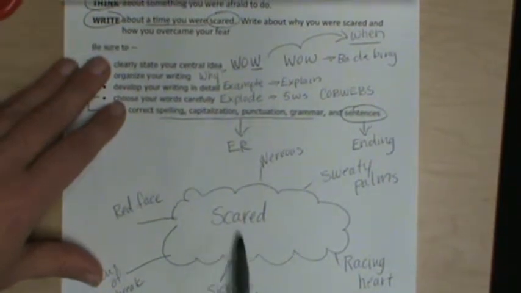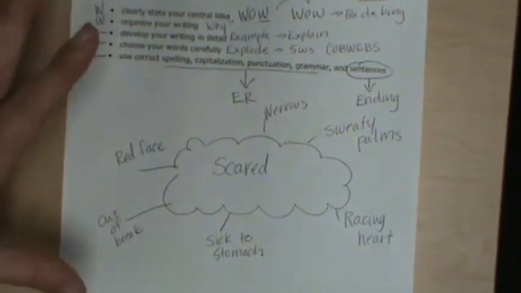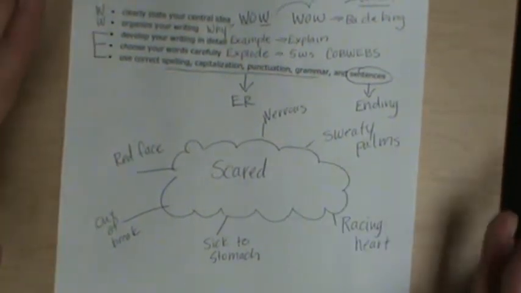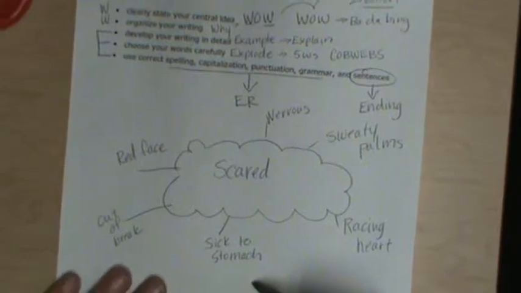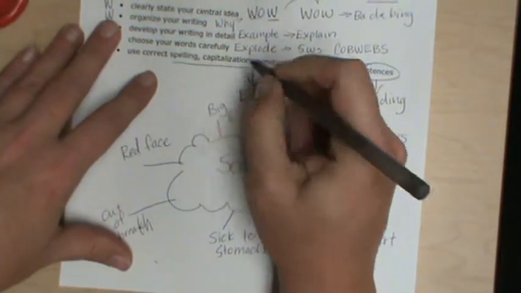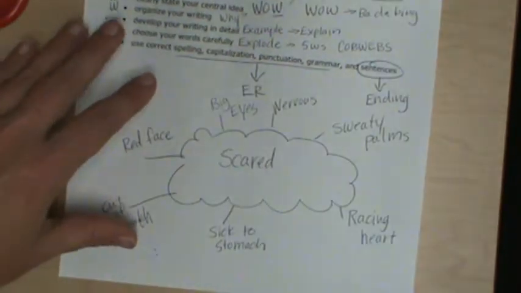So a time I was scared, what I did on this is that I wrote scared down here. And what I want you to do is think about how all of our bodies respond differently when you're scared. So the first thing I did is like, how would you know I was scared? Well, I get sweaty palms, my heart starts racing, I feel sick to my stomach, I'm out of breath, my face gets red, I'm nervous. How do you know when you're really, really, really scared? Maybe you get big eyes. There's lots of different signals that your body sends when it knows you're scared.